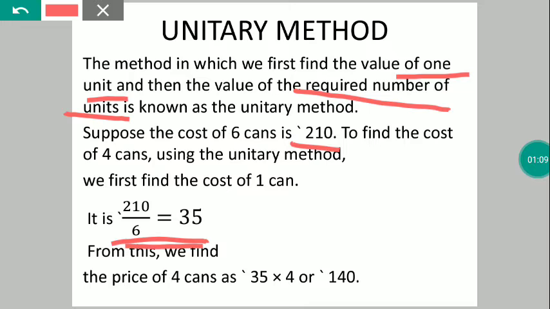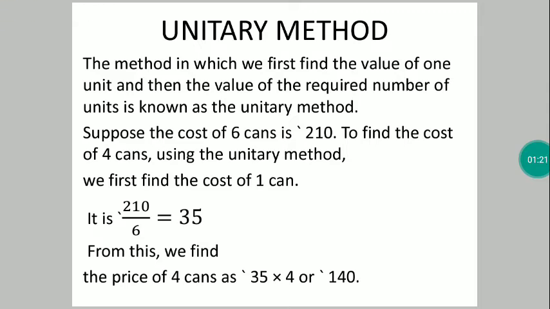From this, we find that the cost of 1 can is 35. So, to find the cost of 4 cans, we calculate 4 into 35, which is equal to 140. So, in this way, we first find the cost of 1 unit and then we find the cost of 4 units. Like this, we use the unitary method to solve the problems.